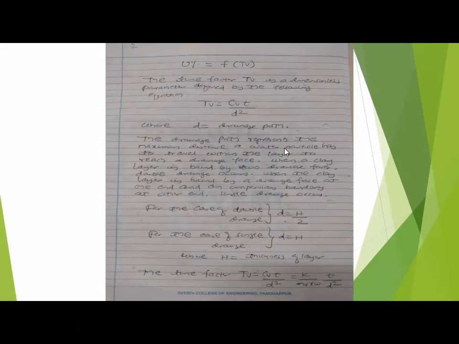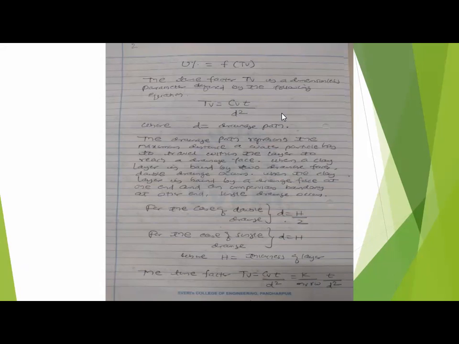सिंगल ड्रेनेज है या डबल ड्रेनेज है. डबल ड्रेनेज अगर है तो D इज इक्वल टू H/2 ले लो. जितना थिकनेस है लेयर का उसका आधा ले लो. इसको अच्छी तरह याद रखो आप. अगर सिंगल लेयर है, सिंगल ड्रेनेज है, तो आप D is equal to H ले लो.